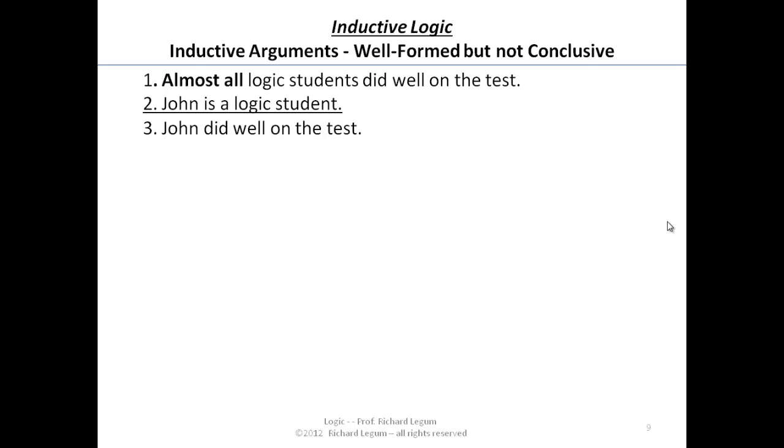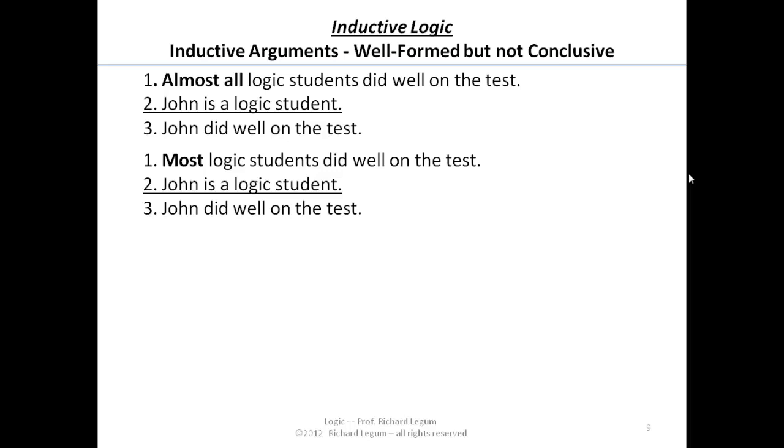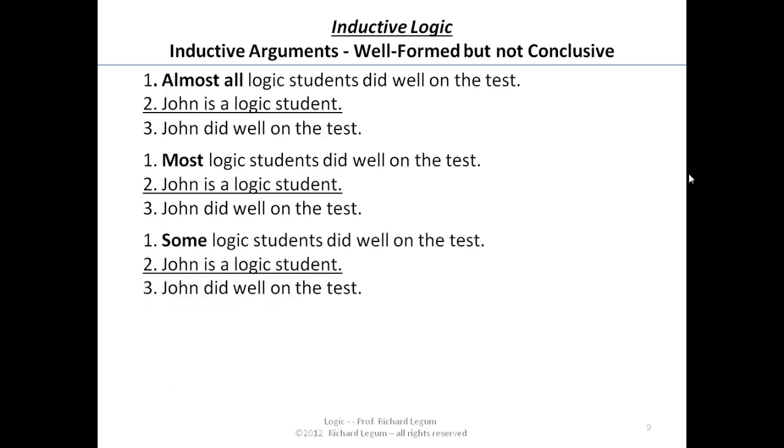Now, if we take a look at: almost all logic students did well on the test. John's a logic student, therefore John did well on the test. Let's take a look at another one. We're actually going to have a couple of variations. Most logic students did well on the test. John is a logic student, therefore John did well on the test. Then we have: some logic students did well on the test. John's a logic student, therefore John did well on the test.